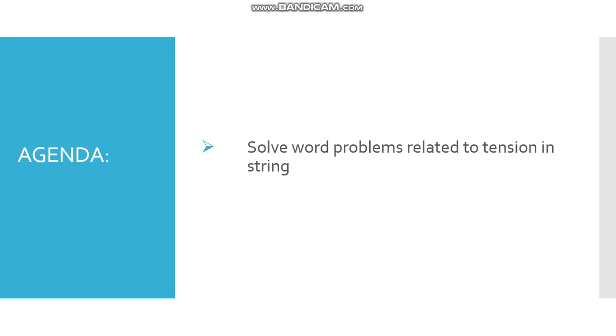So let's start. First we'll talk about the agenda for this lecture. In this lecture we will be solving word problems related to tension in string. In our previous lectures we talked about what tension in string is and what the two cases were. The first case was when both the bodies were hanging vertically, and the second case was when one body was hanging vertically and the other was placed on a smooth horizontal surface. So now in this lecture video we will be solving word problems related to tension in string.